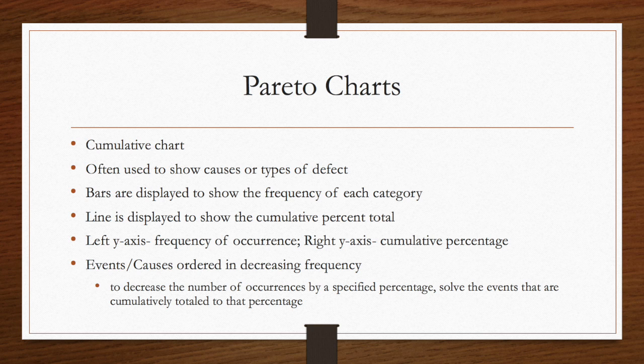On the Pareto chart, the events and causes are ordered from greatest number of occurrences to the least number of occurrences. A use for the Pareto chart is the ability to determine which defects need to be solved to decrease the number of defects by a specified percentage.